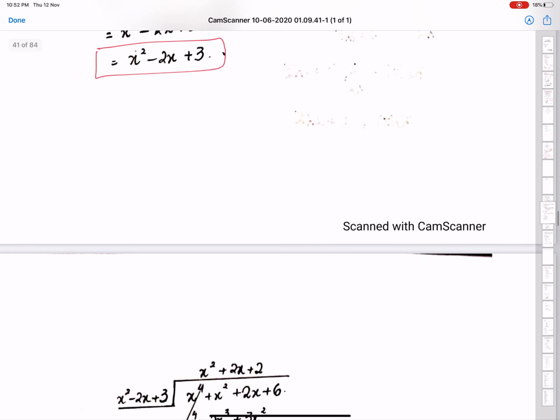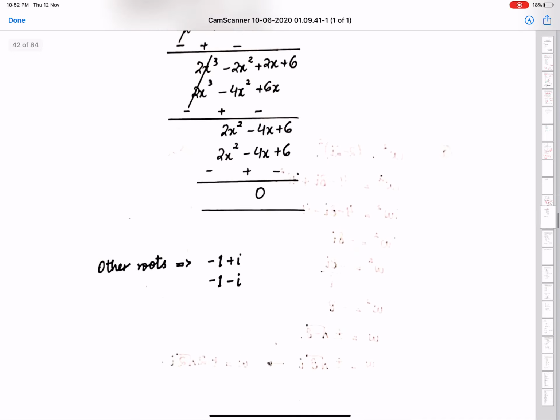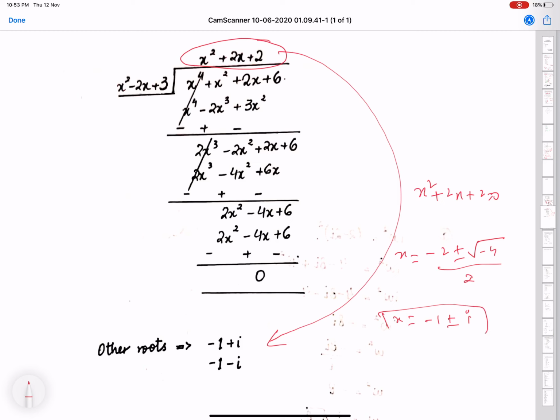Now use long division and get the second quadratic factor. And then use quadratic formula onto this. By using quadratic formula, you can get this answer. x square plus 2x plus 2. So x is equal to minus 2 plus minus, I think this must be, not sure, b square minus 4ac, 4 minus 8, minus 4. This is 2i. So minus 1 plus minus i. This is the way we got these two answers.